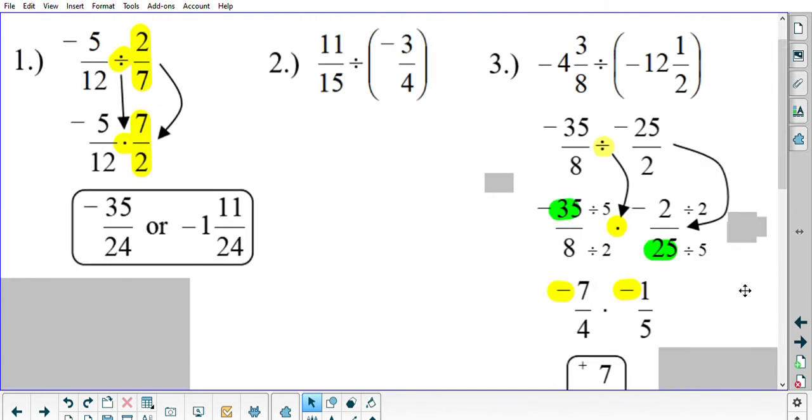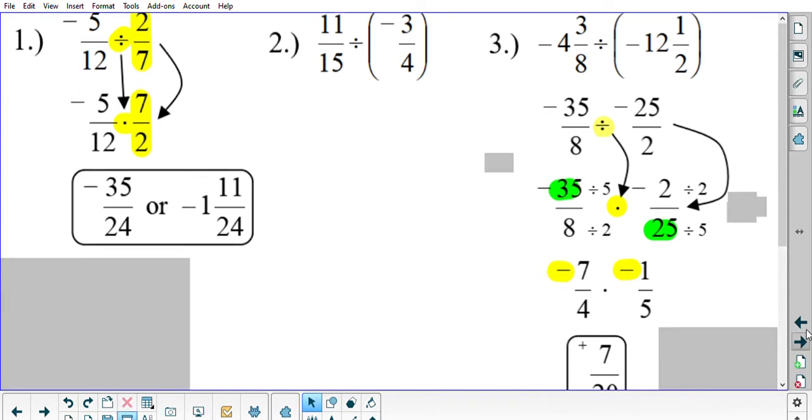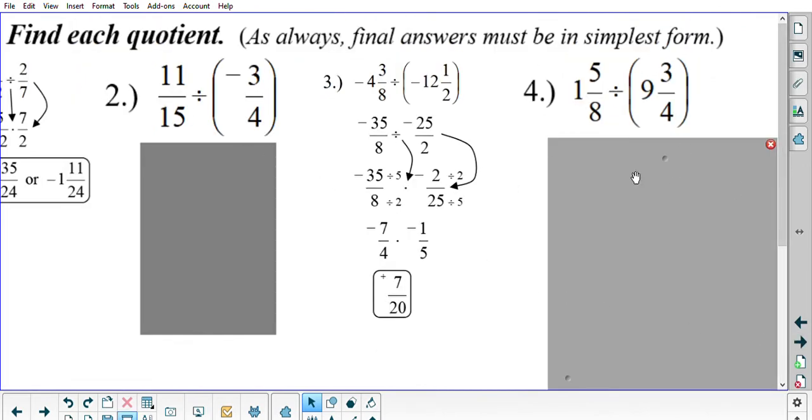All right, so I went over 1 and 3 with you. It is time for you to do numbers 2 and 4, the problems that I had skipped. So hit pause on the video, do 2 and 4, and then hit play whenever you're ready to see how you did. All right, I hope you did 2 and 4. Let's see how you did.